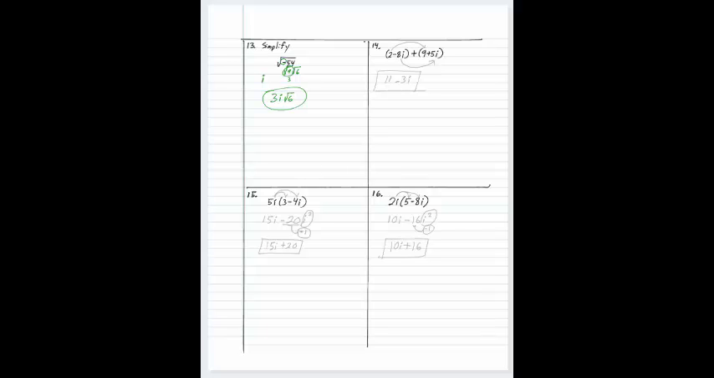For 14, we're just going to add. First, we're just going to add 2 plus 9, which is 11. And then negative 8i plus 5i. Negative 8 plus 5 is negative 3i. And that's it.